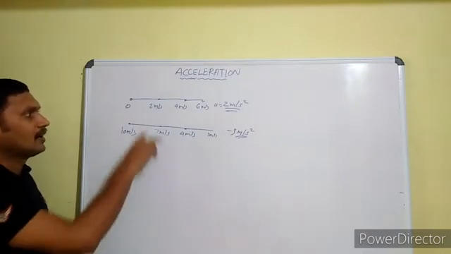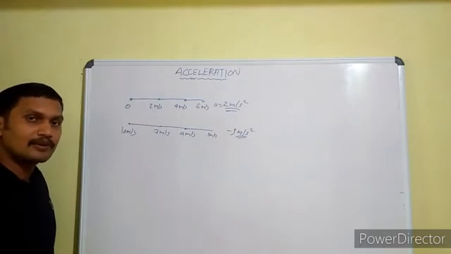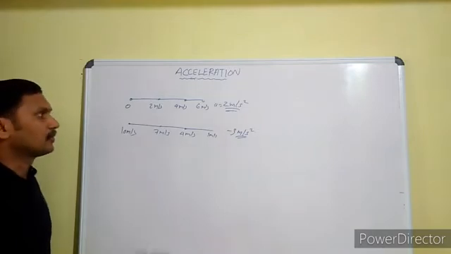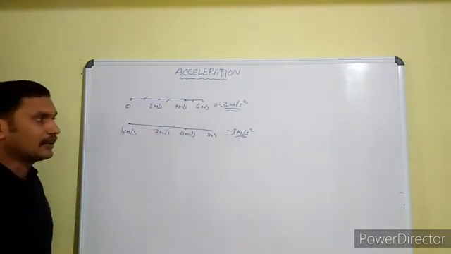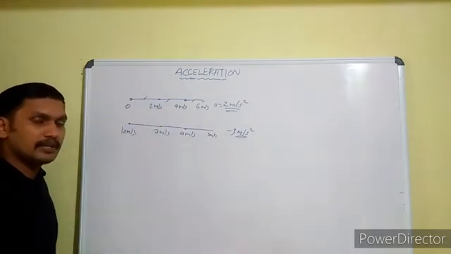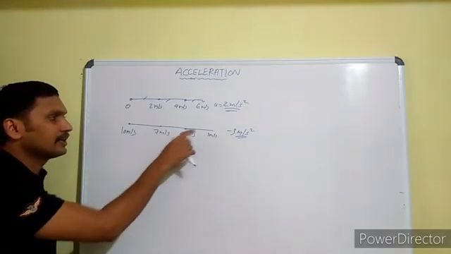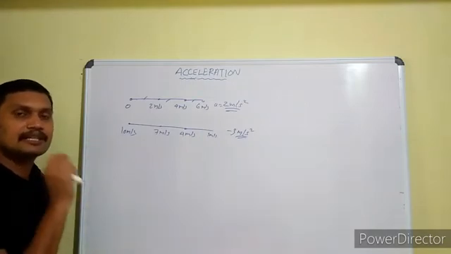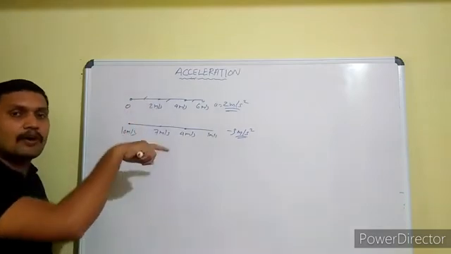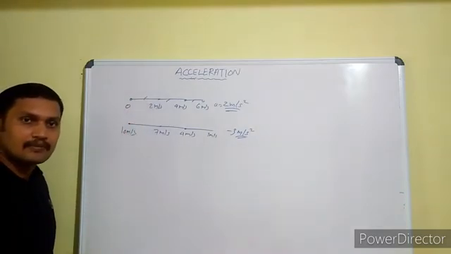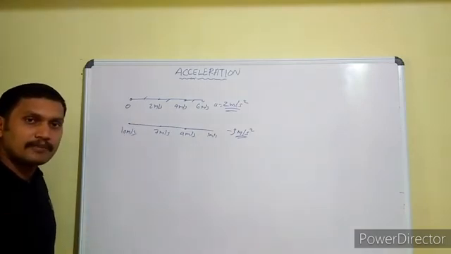Now, the velocity change can be uniform. Here, there is a uniform change in velocity. In every 1 second, its velocity increases by 2 meter per second. Here also, in every 1 second, its velocity decreases by 3 meter per second. So, these are uniformly accelerated motion. What does it mean?